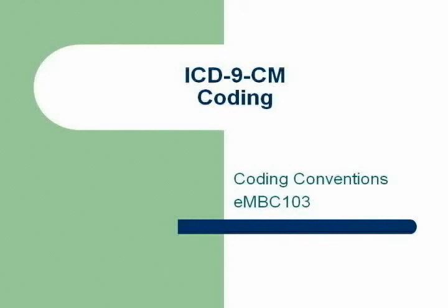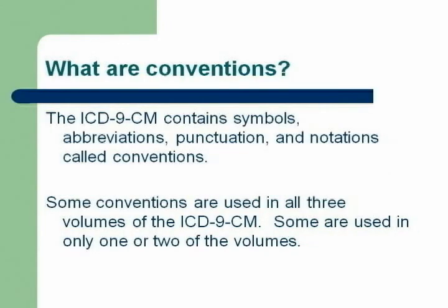ICD-9-CM coding. Coding conventions. Conventions are symbols, abbreviations, punctuation, and instructional notations that are found in the ICD-9-CM. Some of these conventions are used in all three volumes of the ICD-9-CM, and some are used in only one or two of the volumes. Knowledge of where the conventions are used is very important.